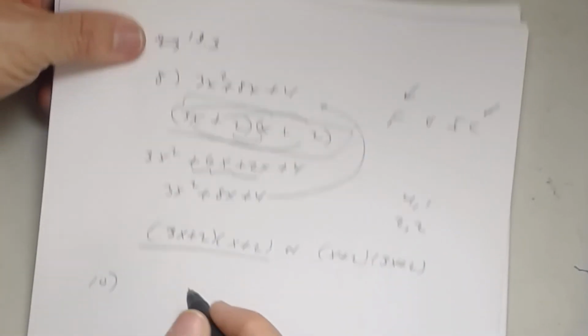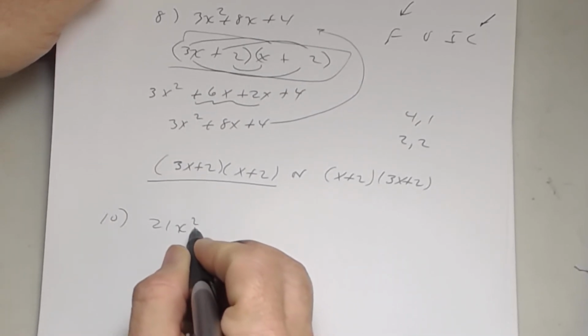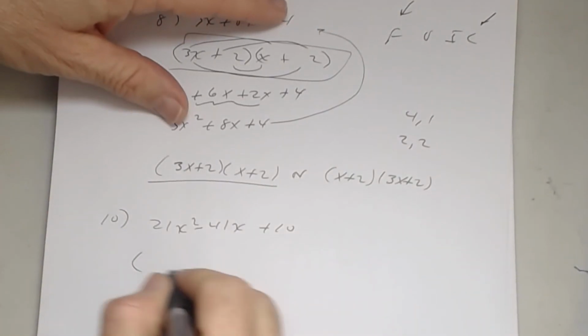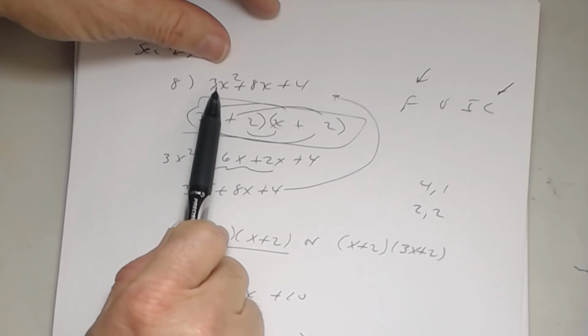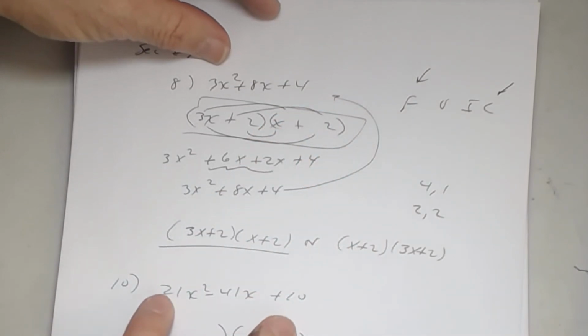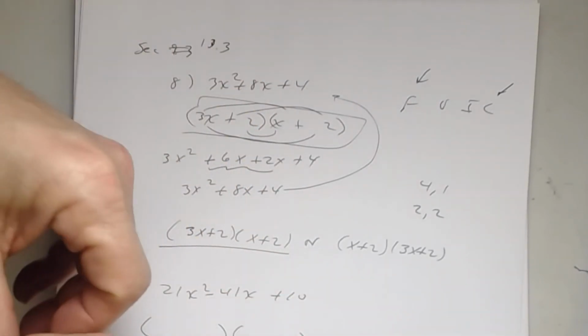All right, 10. 21x squared minus 41x plus 10. What's the GCF? 1. It's a trinomial, so I'm going to do 2 binomials. Okay, now listen carefully. The last one was pretty easy because this coefficient was prime here, and then this one was composite. Here, they're both composite. 21 and 10 are not prime. So it's a little bit more work, trial and error, but that's the process.